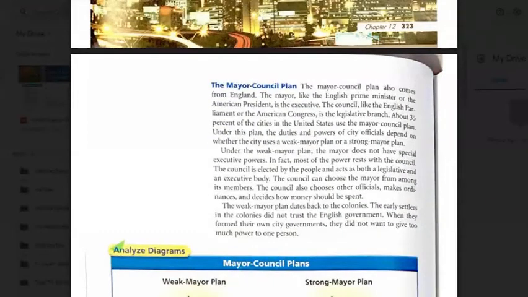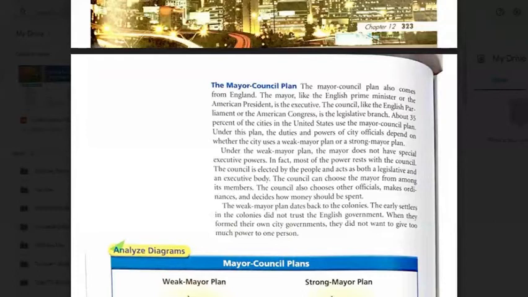The mayor council plan. The mayor council plan also comes from England. The mayor, like the English prime minister or the American president, is the executive. The council, like the English parliament or the American Congress, is the legislative branch. About 35% of the cities in the United States use the mayor council plan. Under this plan, the duties and powers of city officials depend on whether the city uses a weak mayor plan or a strong mayor plan.